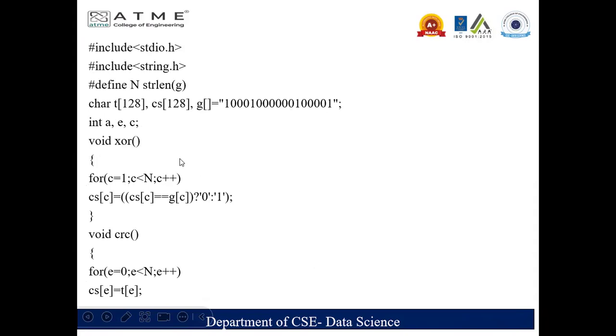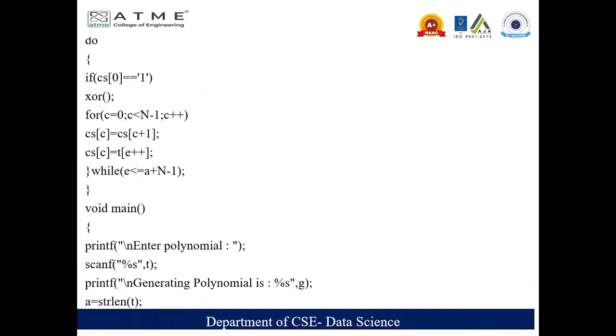In the CRC function, for e equal to 0 and less than n, that is, for however many bits there are, the for loop will run that many times. After that, it stores all the values from the array T into the array CS. Once the data is stored in the array CS, it starts from the first bit.